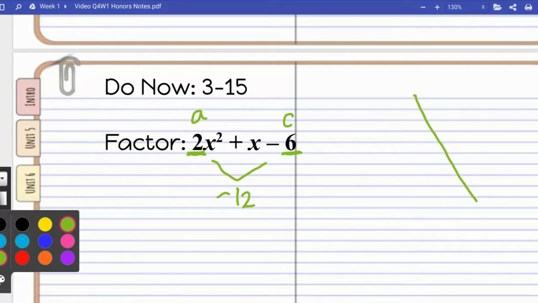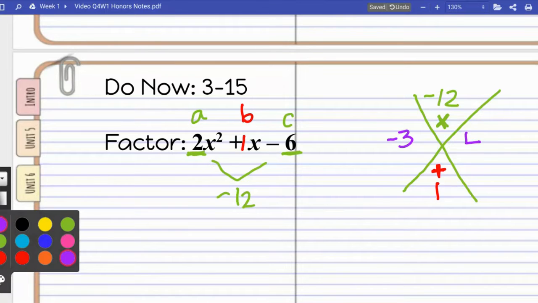And then your algebra teacher asks you to put the -12 in the top of your X. And then the number she asks you to put in the bottom would be the B, which is 1. We're looking for two numbers that add together to give you 1, but those same two numbers have to multiply together to give you -12. So we got -3 and +4.